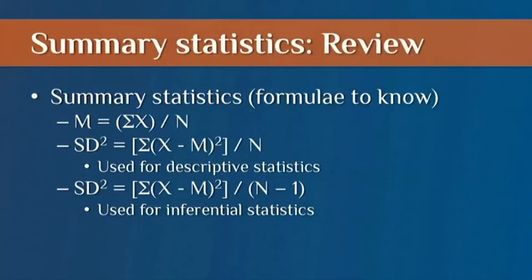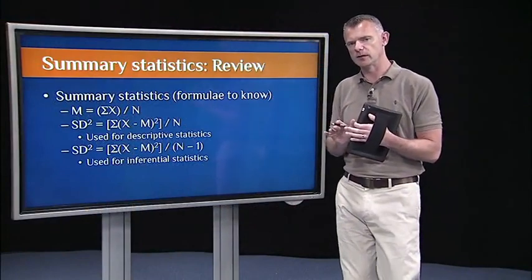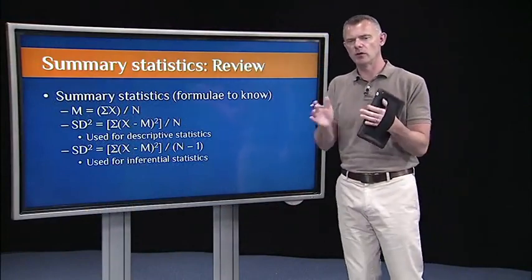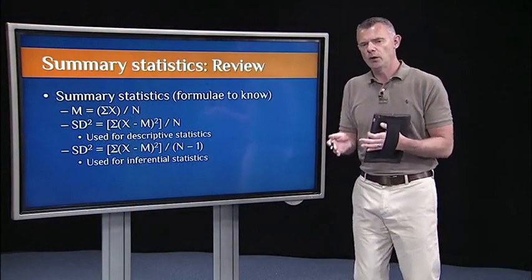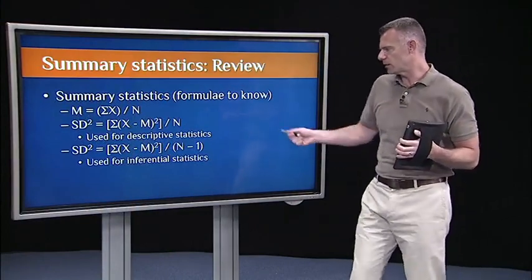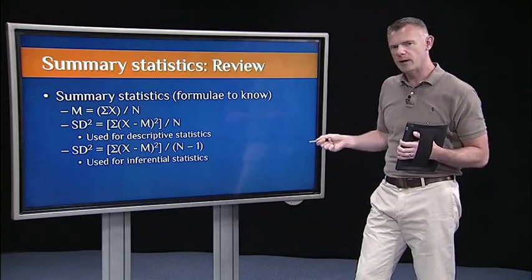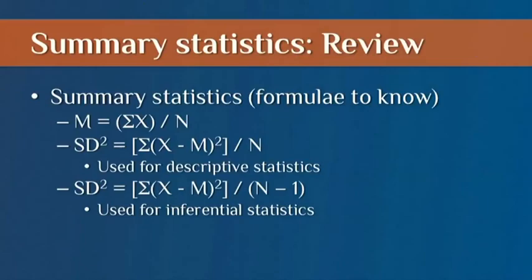And then I gave you this one formula for standard deviation and variance. This first one is used for descriptive statistics, and that's still all we're dealing with is descriptive statistics. We're just describing what's going on in a sample. Next week, when we move to inferential statistics, we're going to use a slightly different formula for variance and standard deviation, where we'll divide by n-1, and we'll talk about that when we go into inferential statistics.